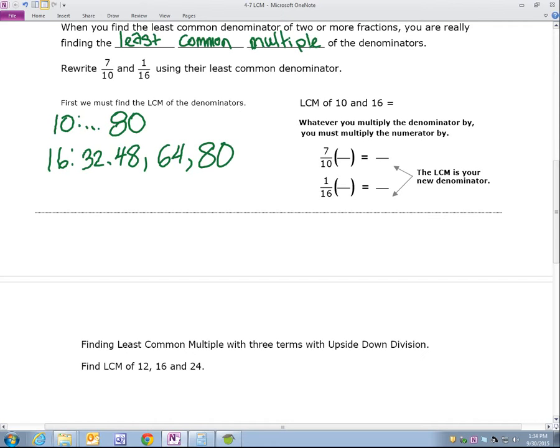I trust that you guys know your multiplication facts good enough that you can do that, especially when it's 10. So now it asks us, whenever you multiply the denominator by, you must multiply the numerator by. So it says here, this is our new denominator. Does everybody have that list?